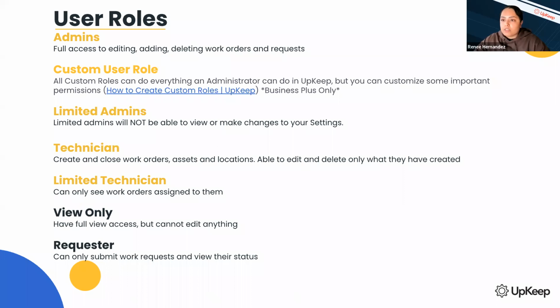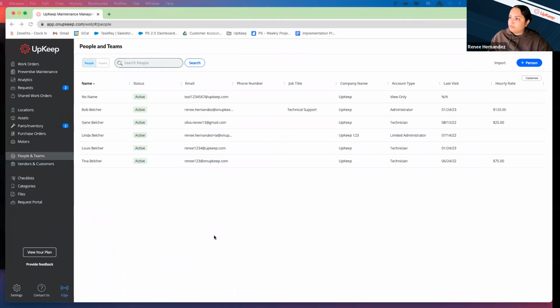Their sole purpose is just to submit work order requests and view the status of them. So an example of this case would be maybe a tenant needing fixing in their apartment. So now what I'm going to go ahead and do is log into the web application and just show you a few ways that you can add your users in the system.